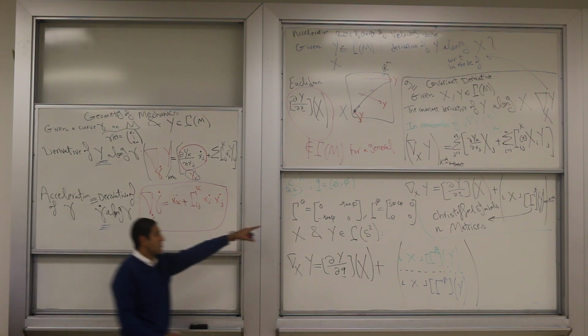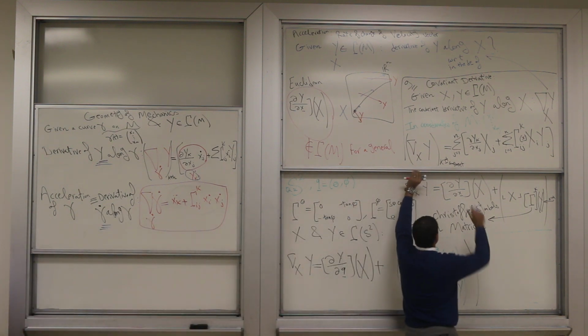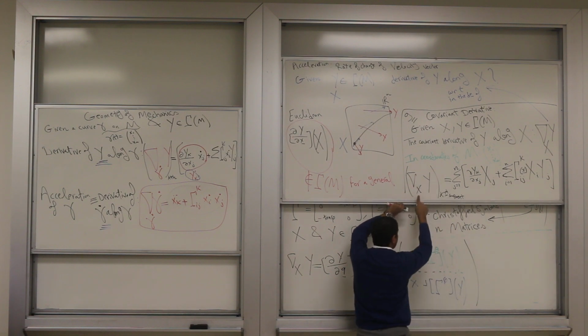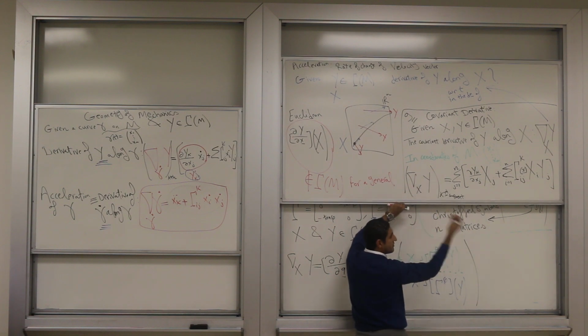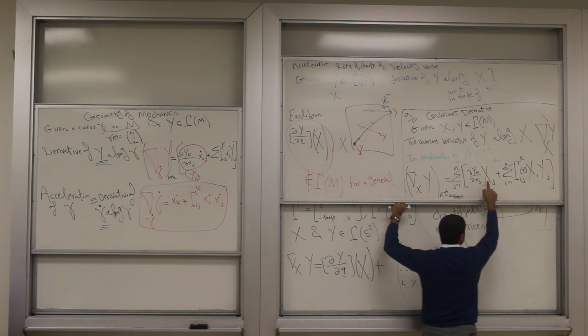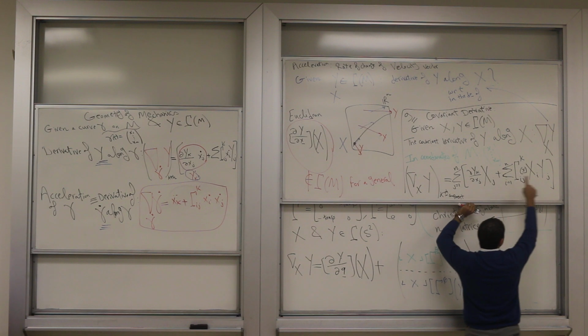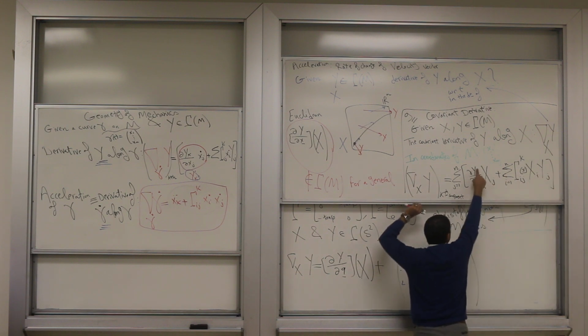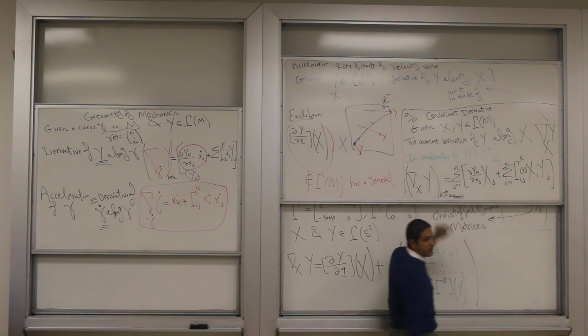Here is the general definition of the nabla. I'm doing nabla, gamma dot, and this guy is gamma dot. So the gamma dot is x1 dot up to xn dot. So this is xj dot. This is xi dot. This is xj dot. This guy is xk dot. Okay?